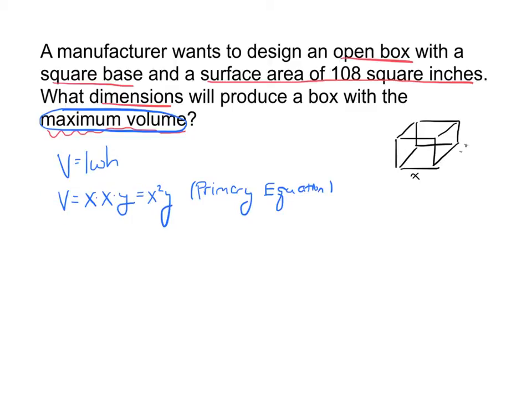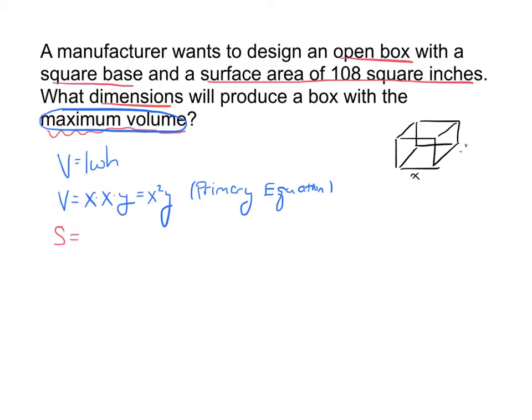The problem is that this equation has two variables. We've got an x and a y. We would like to write this in a single variable. So we use whatever additional information we have to establish a relationship between x and y. And we know that the surface area is 108 square inches. So we're going to write an equation for the surface area.